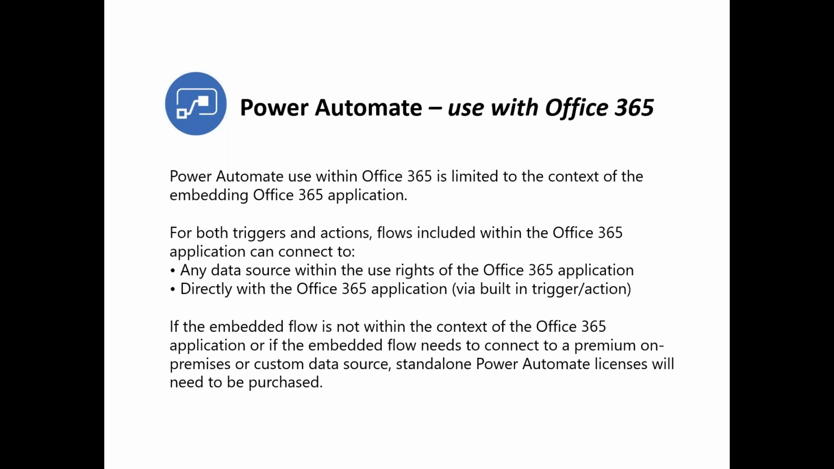You can do that, but if you go beyond that, if your flow is not within the context of Office 365 or uses data that's outside that requires premium connector or custom data source or on-premises, then standalone Power Automate licenses will need to be purchased. So it's a lot to digest there, I realize, but what it's really saying is if you have a Power App application and you use a flow in it, then you're good, unless it uses a premium connector to go out to like an outside data source, and then you need a standalone plan for Power Automate.